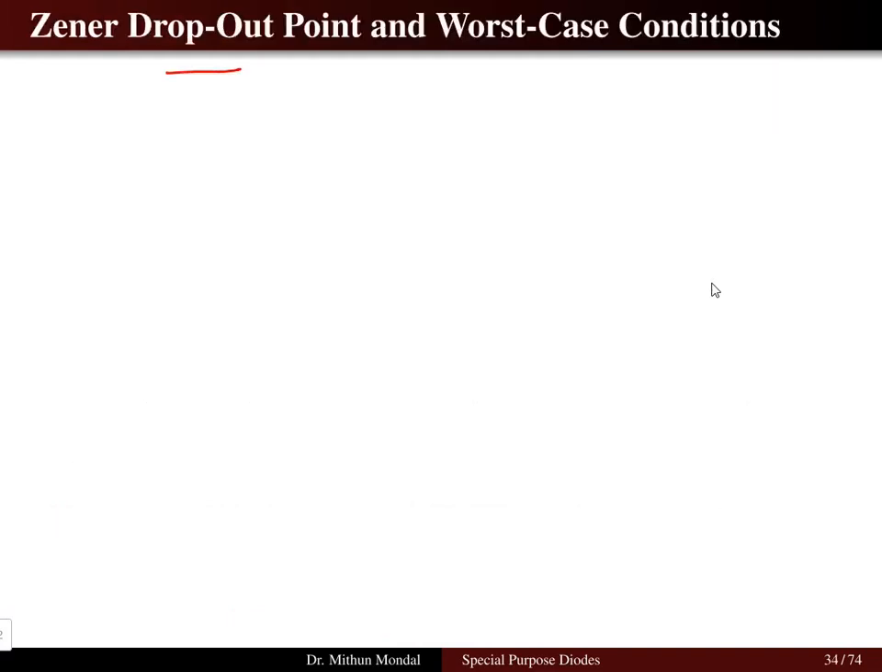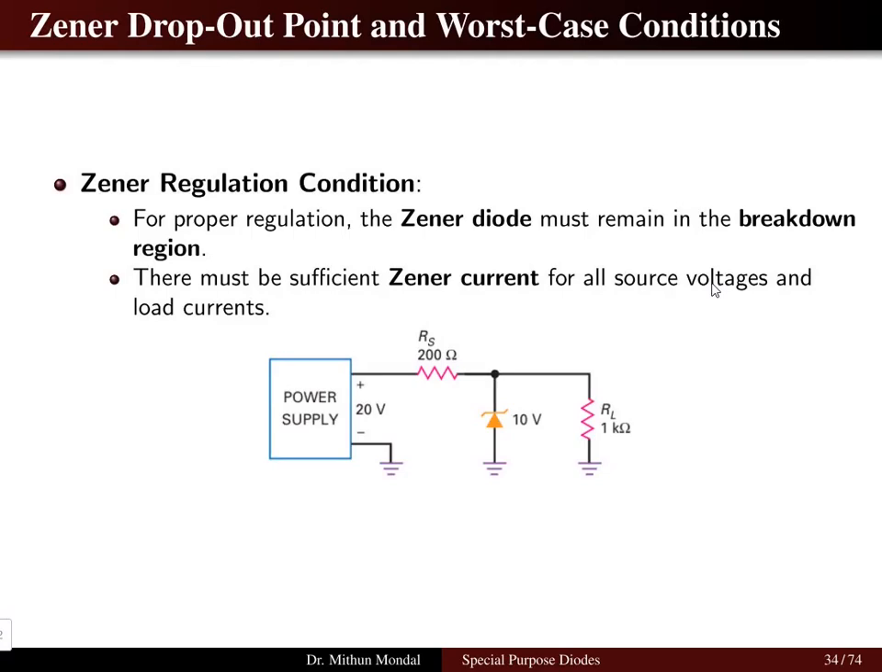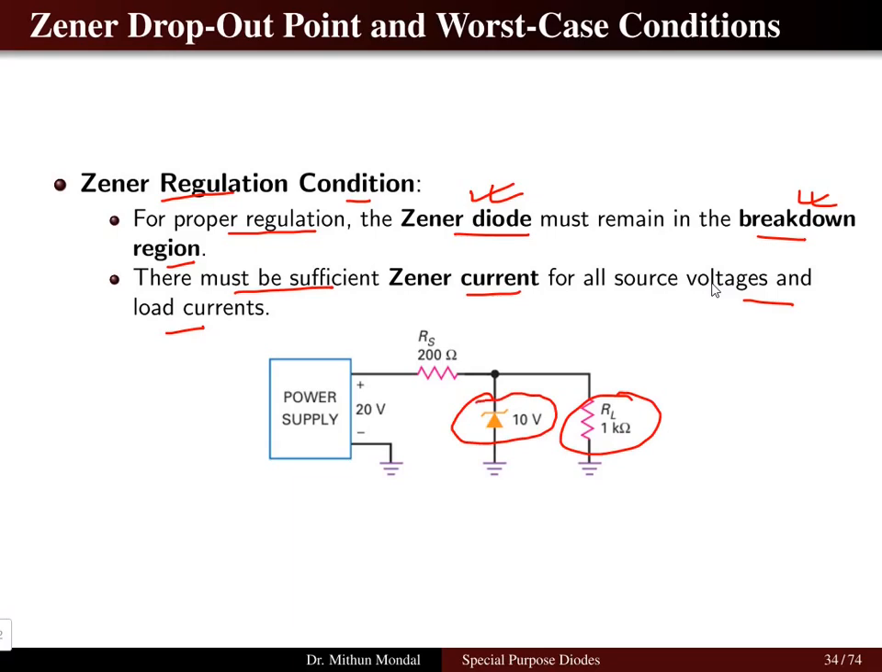Zener dropout point and worst case condition, we will see when the Zener regulation condition has to be achieved. If we want proper regulation, the Zener diode must remain in the breakdown region. So the function of the Zener diode is proper only when it is operating in the breakdown region. There must be sufficient Zener current for all the source voltages and the load current. So whatever the load current is flowing, the Zener diode should have sufficient Zener current for all the source voltages. So source voltages can be variable.